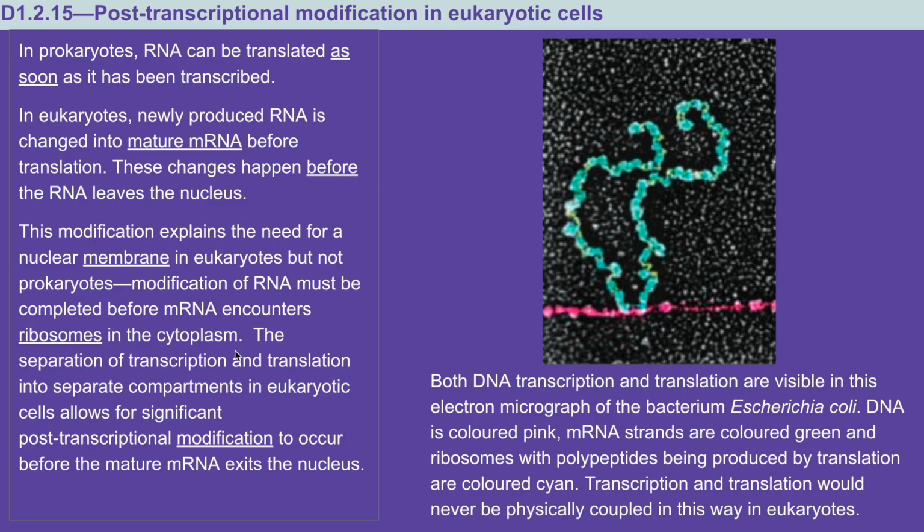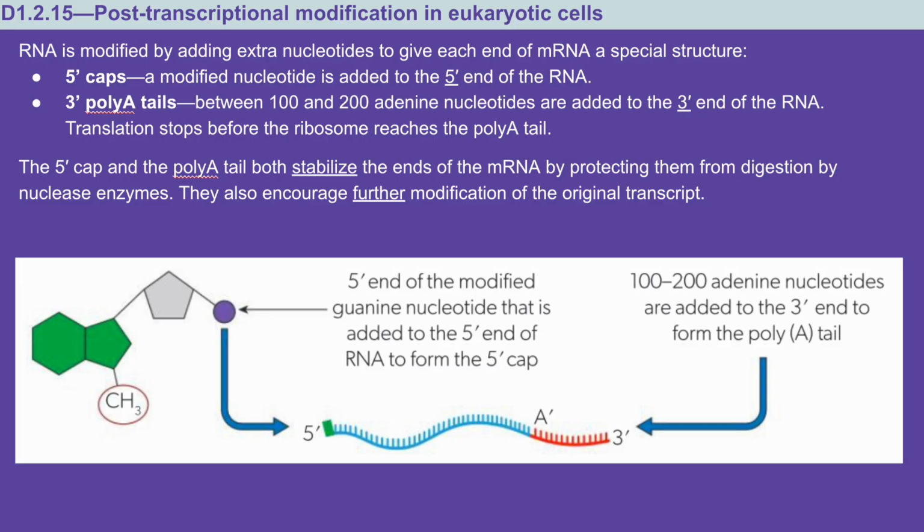The separation of transcription and translation into separate compartments in eukaryotic cells allows for significant post-transcriptional modification to occur before the mature mRNA exits the nucleus. Let's look at 4 different types of post-transcriptional modification. The first 2: RNA gets modified by adding extra nucleotides to give each end of mRNA a special structure. On the 5' end of the mRNA is a 5' cap. A modified nucleotide is added.